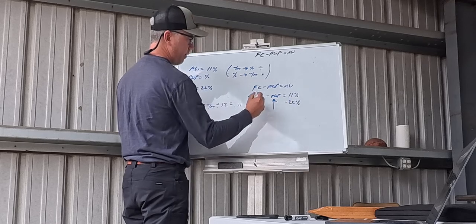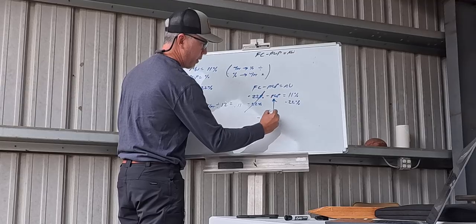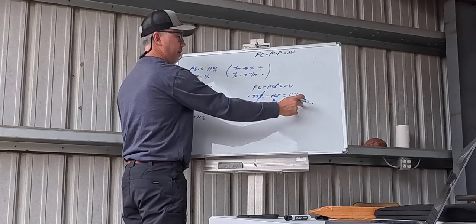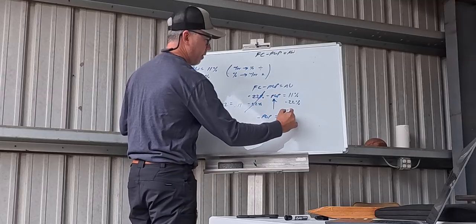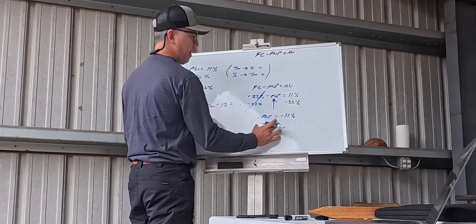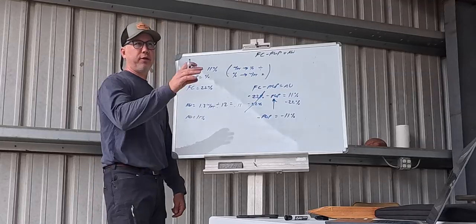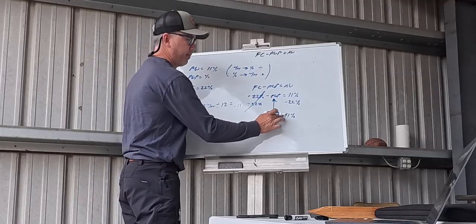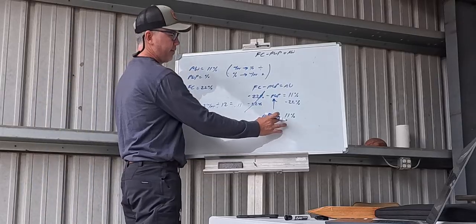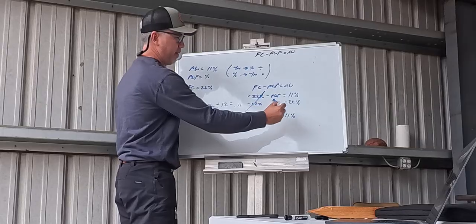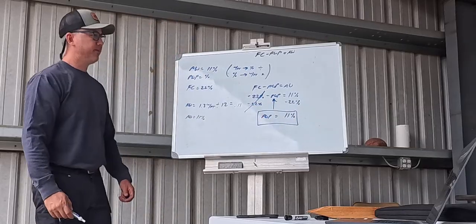on both sides. That means these cancel out, and I'm left with a negative PWP. What's 11 minus 22? It's a negative 11. And then what happens when you've got a negative sign on both sides of the equation? You just erase them. Don't go as far as dividing by negative 1. If you have a negative sign on both sides, you can just erase them. Our PWP is 11%.